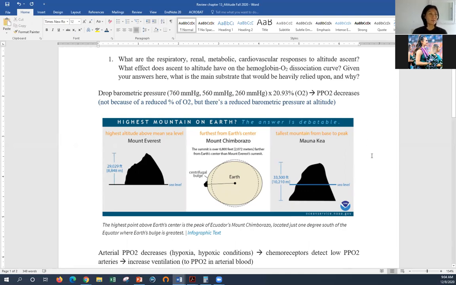Just a fun fact. I remember as we move to altitude, it's the decrease in barometric pressure which causes the decreased partial pressure of oxygen. It's not the percentage of oxygen that's being reduced. It's the barometric pressure multiplied by the percentage of oxygen in the air. And it's this decreasing barometric pressure which is resulting in a lower partial pressure of oxygen at altitude.